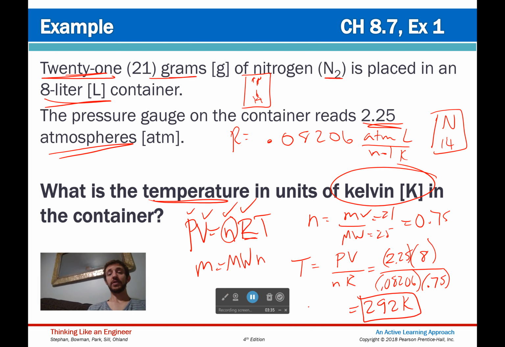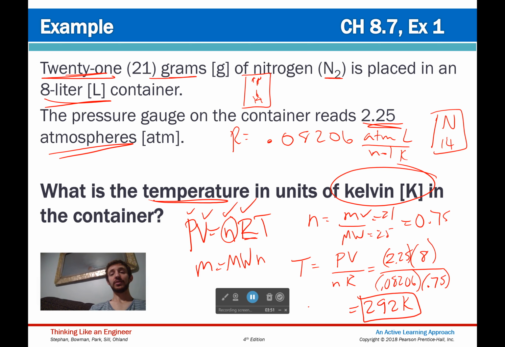There are things to remember for this problem. A lot of times you're given the mass of some substance. You get to figure out the number of moles by using its molecular weight. You're going to have to look at that periodic table a lot. It might be good to print that off and help yourself.